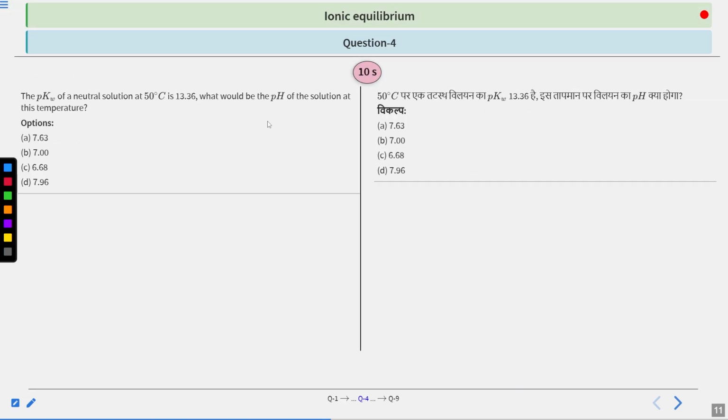Next question. pKw for a neutral solution at 50 degrees Celsius is 13.36. What would be the pH of the solution at this temperature? Options are A 7.63, B 7, C 6.68, D 7.96. Your time to solve this question starts now.